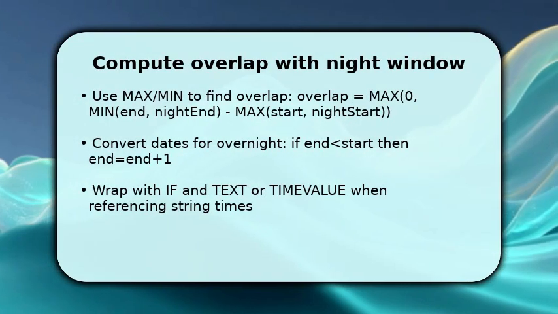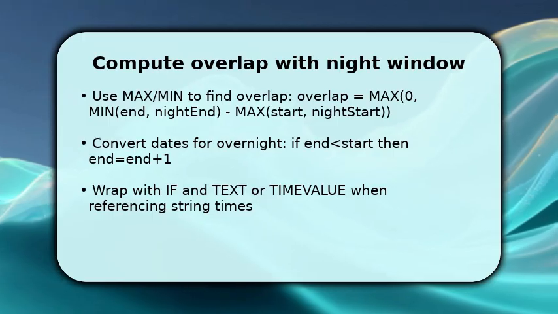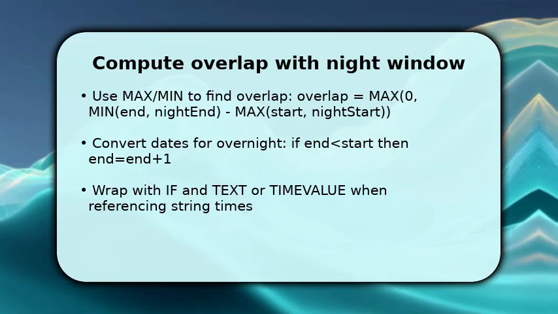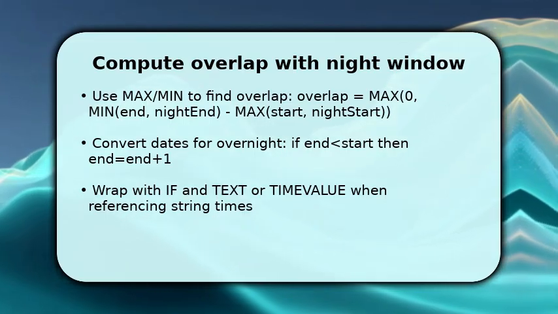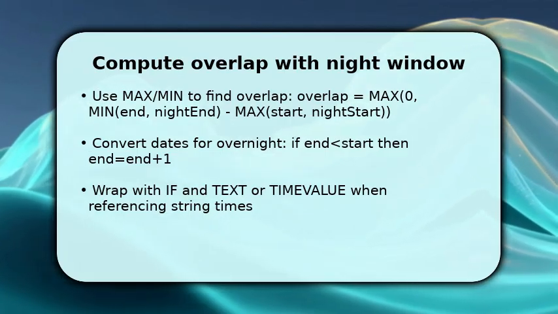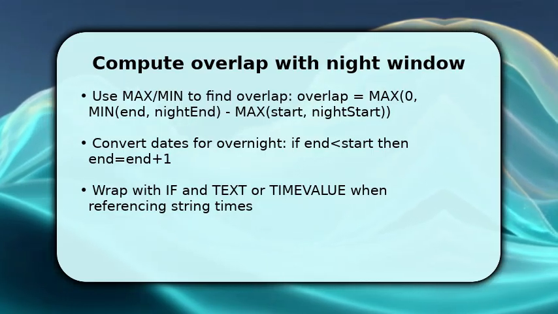Now calculate the actual night hours by computing the overlap between the shift interval and the night window. Adjust end times where end is earlier than start by adding one day to end. Then apply overlap equals MAX(0, MIN(shift end, night end) - MAX(shift start, night start)). Use absolute references for night start and night end.